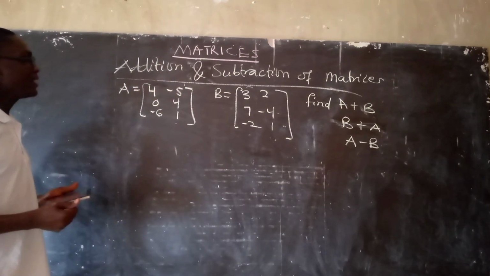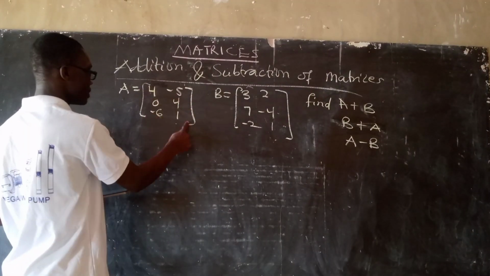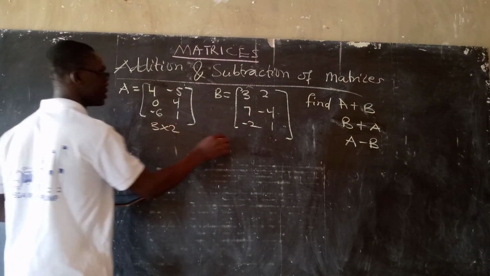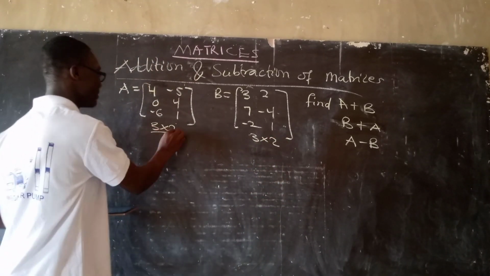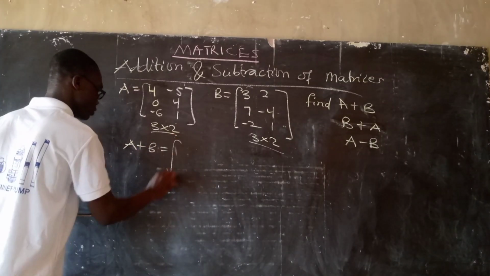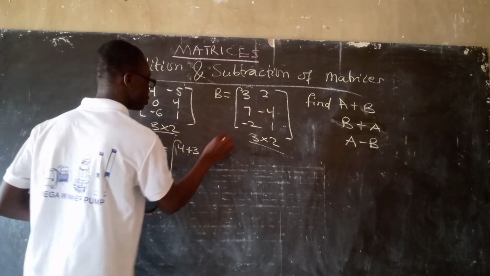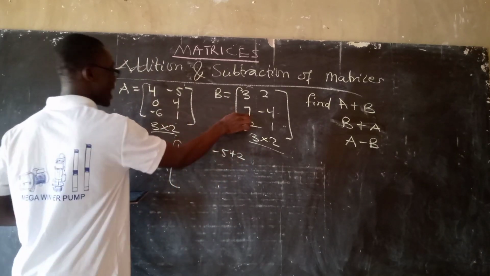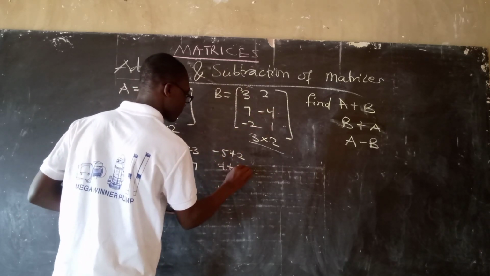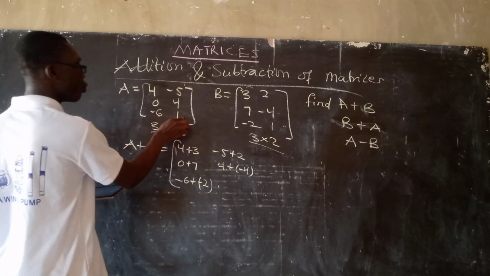So let's check if we can add and subtract, which requires the same dimensions. Matrix A has 3 rows and 2 columns. Matrix B has 3 rows and 2 columns. So this is a 3 by 2 matrix and another 3 by 2 matrix. Since they have the same dimensions, we can add or subtract them. For the first one, A plus B is equal to 4 plus 3, negative 5 plus 2, 0 plus 7, 4 plus negative 4, negative 6 plus negative 2, 1 plus 1.